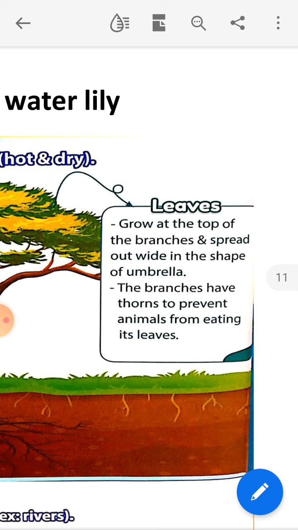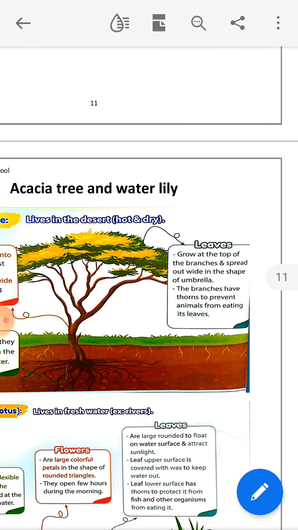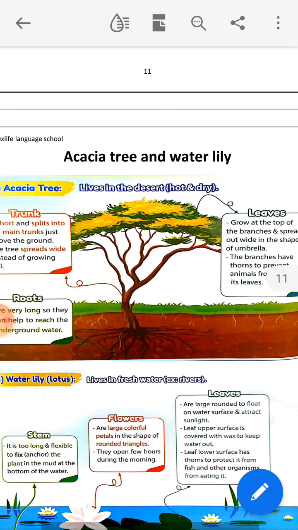So if we talked about acacia tree, here we have 2 traits that help the acacia tree to survive. First, long roots that help the acacia tree to reach the underground water in hot and dry weather. The second are thorns in the branches of the leaves that prevented the animals from eating the leaves. This is all about the acacia tree.